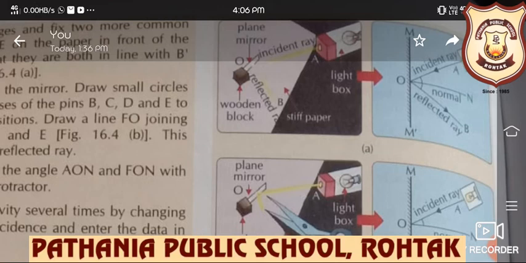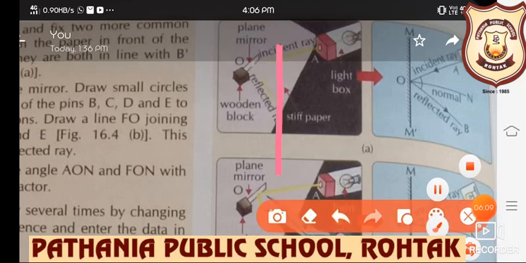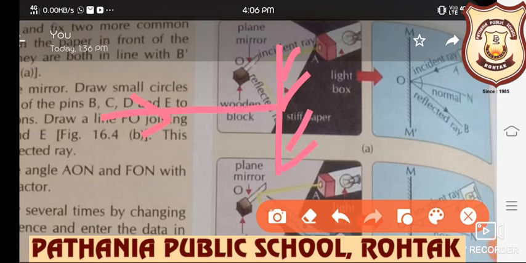In this case, the same line represents the incident ray and the reflected ray. Suppose this is the mirror, this ray is going normally, the same ray will come back, and this line also represents the reflected ray.